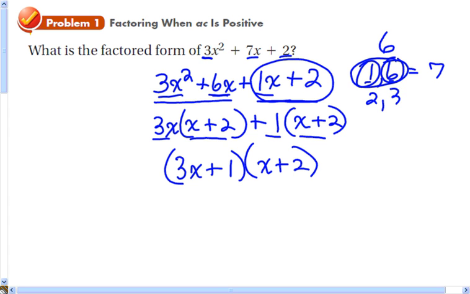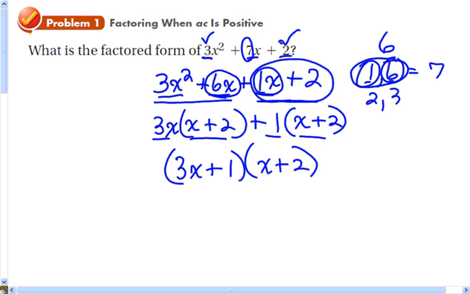So the important thing to remember there is to find out what numbers you're going to use to split up the middle term. You have to multiply the coefficient of the first term and the coefficient of the last term. So 3 times 2 is 6. That's the product you need, and then you need to think of two numbers that have 6 as a product and 7 as a sum, because we need two numbers to add up to that 7.